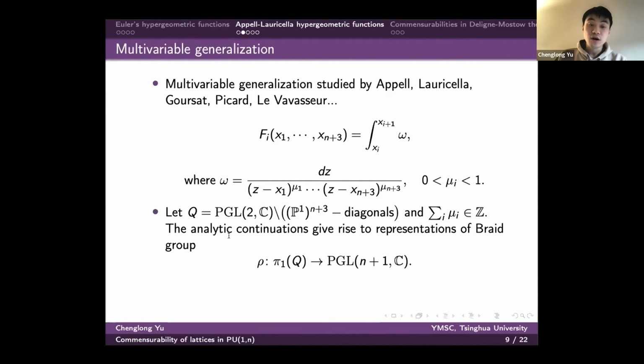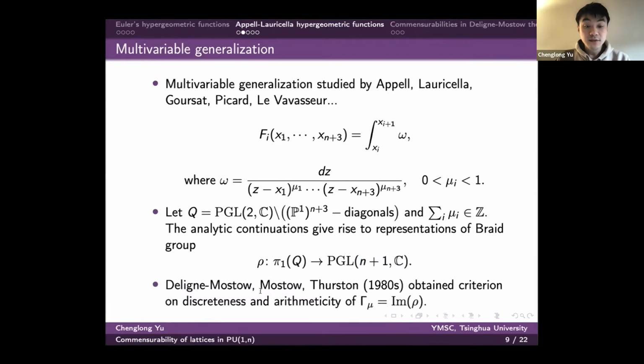And the analytic continuations of those functions also give rise to representations. Now the representation is of pi1 of Q, and you can see that pi1 of Q is related to braid groups. So we have representations from braid groups to PGL n plus 1 C. So here we are taking n plus 2 functions, but the dimension of the vector space generated by those functions is n plus 1, and later we will see why they have one relation. And this is a group we want to study.